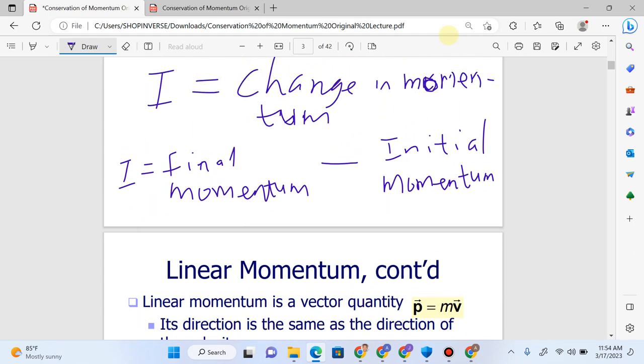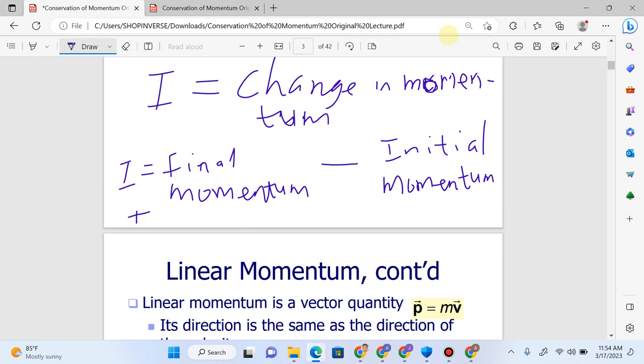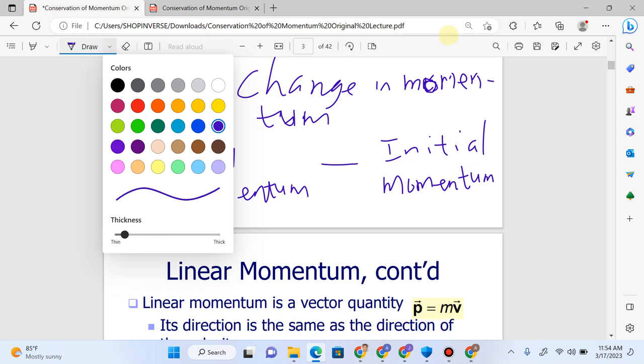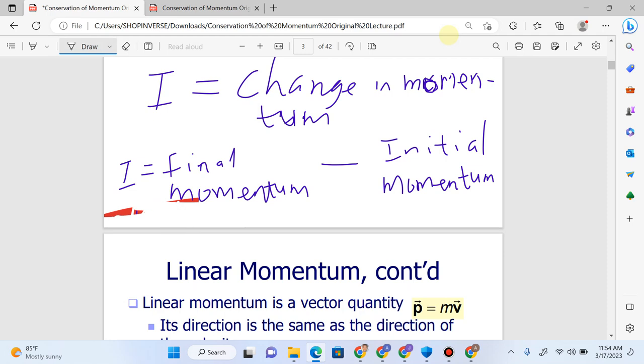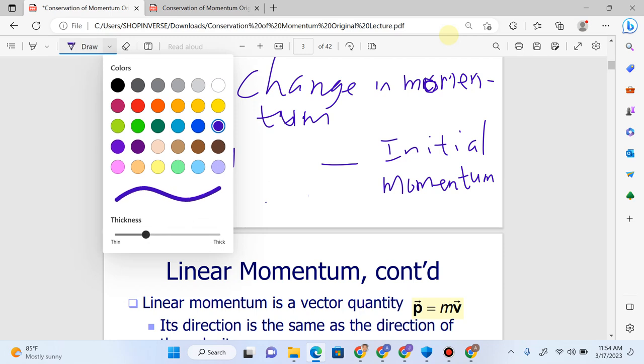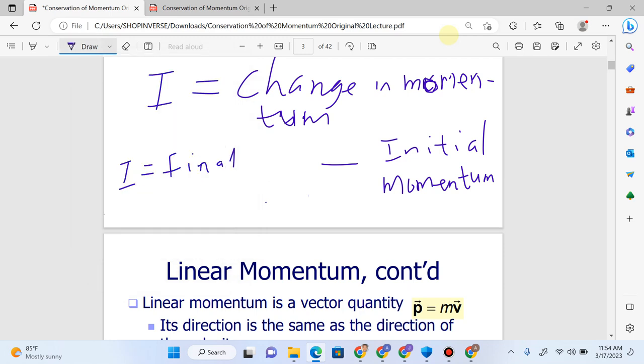And do not forget that momentum is mass times speed, okay? Since momentum is the product of mass and speed, and we said impulse is final momentum minus initial momentum, let me put that again here. Impulse is equal to final momentum minus initial momentum. Hence, what is final momentum? Since momentum is mass times speed, then final momentum will be mass times final speed.